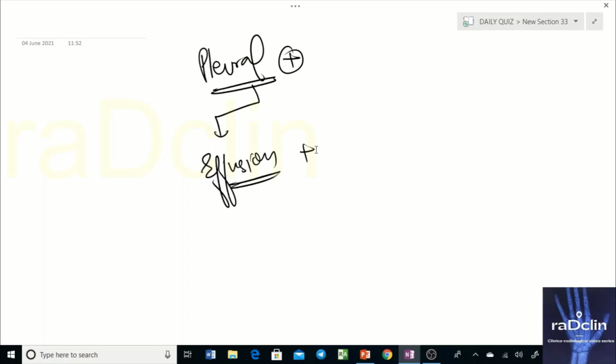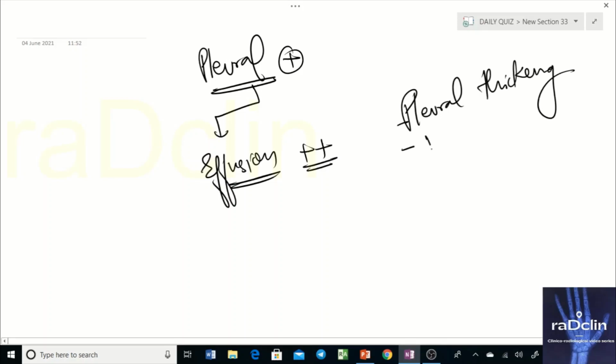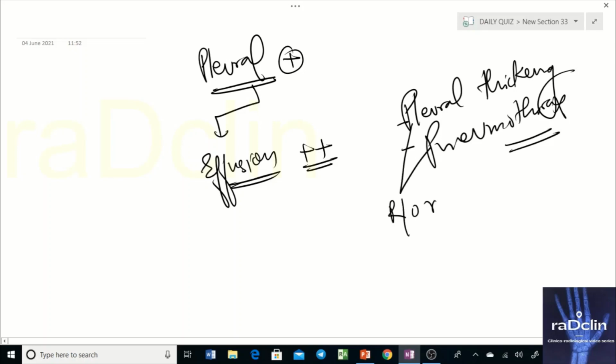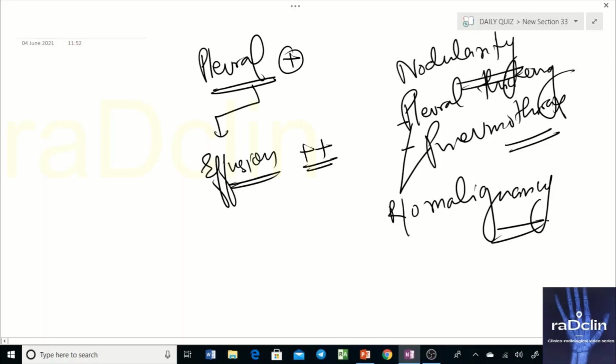We can have effusion in Wegener's, but remember this thing, pleural thickening. Okay, pneumothorax. These are the findings that you should always suspect when a malignancy might be developing in this particular part, or nodularity if you see. Okay, so it might be infection or malignancy that is there, because Wegener's is likely to cause effusion only.